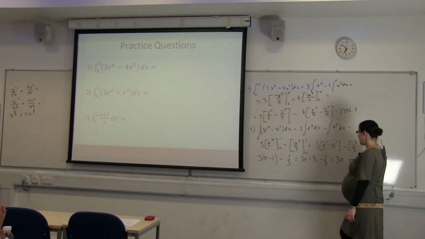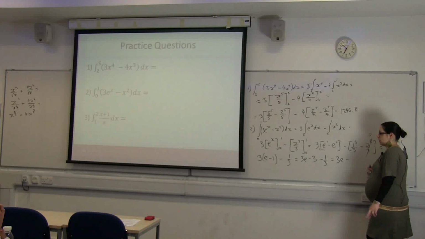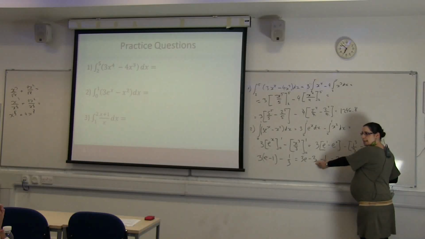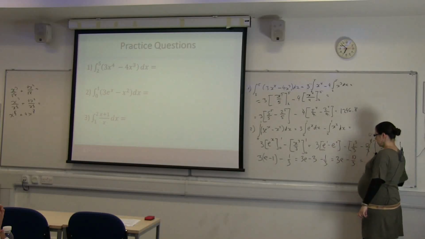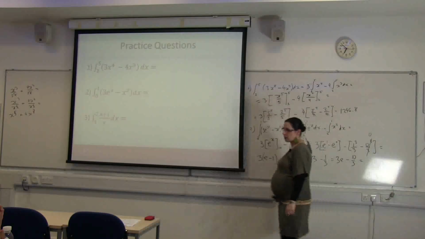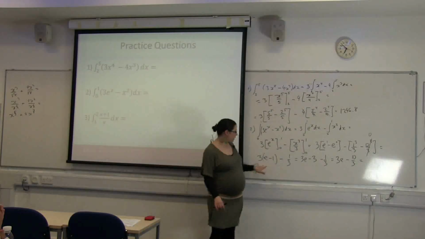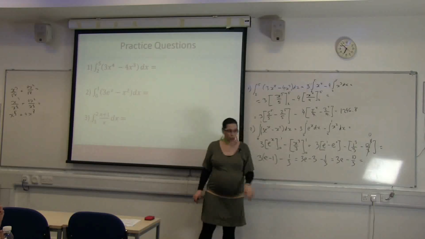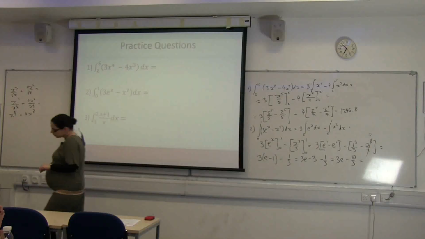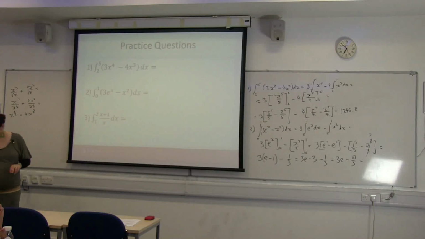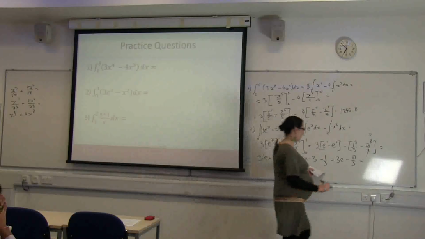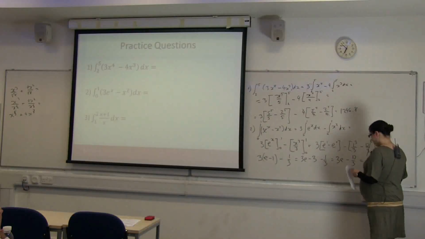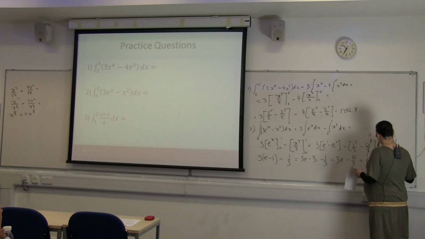That is 3e minus 3, which is 9/3, minus 9/3 minus 1/3 gives me minus 10/3. I can put that into the calculator, and I should get an answer of 4.82 to 2 decimal places.